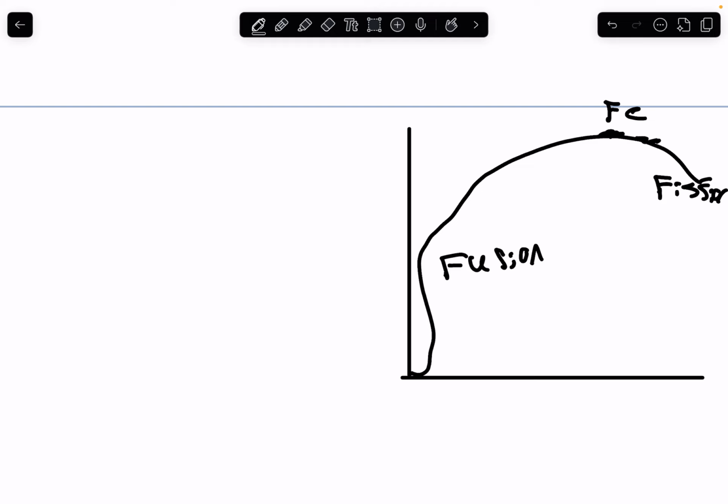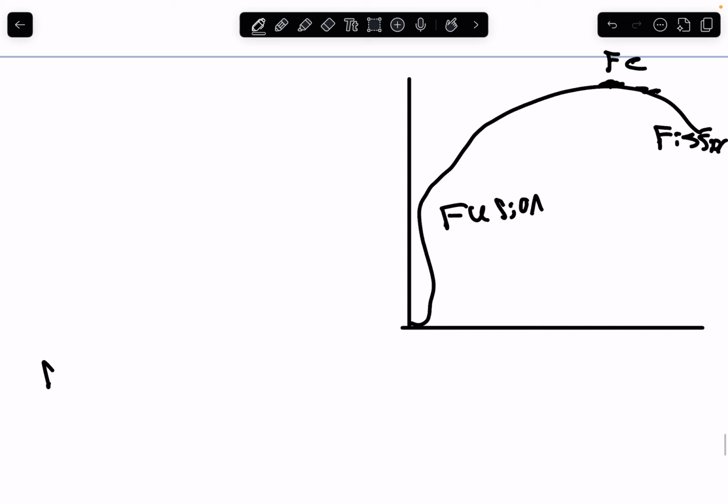So the initial number of atoms in a pure radioactive sample is N. So let's write it down. The radioactive half-life of the sample is defined as the time taken for one atom to undergo decay. That's incorrect. The probability for N over two atoms to undergo decay. Well, that's like a mix between the decay constant and the half-life, so it's incorrect. The time taken for N over two atoms to undergo decay, which is correct.